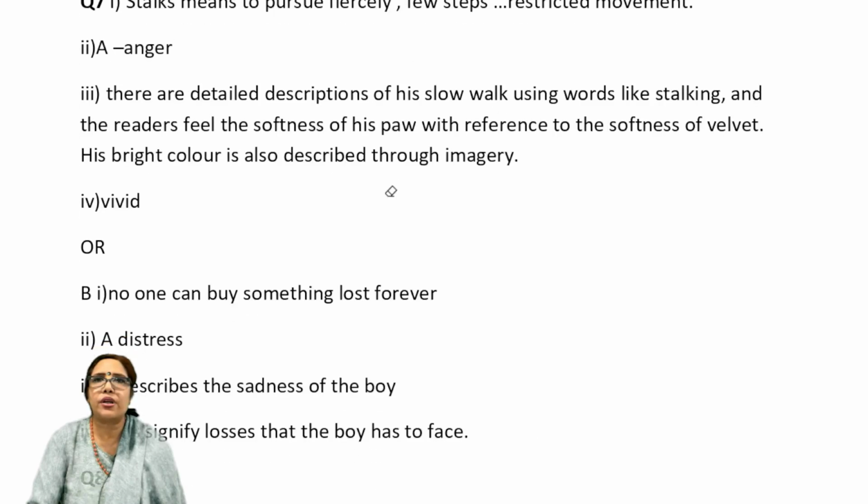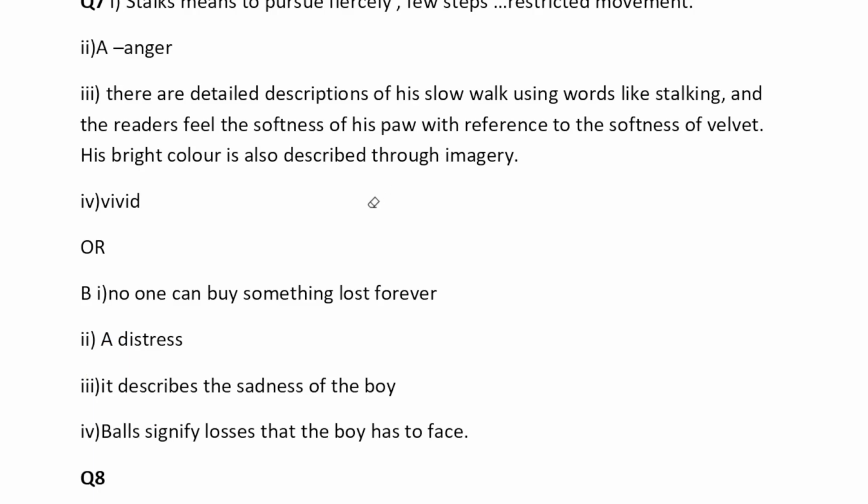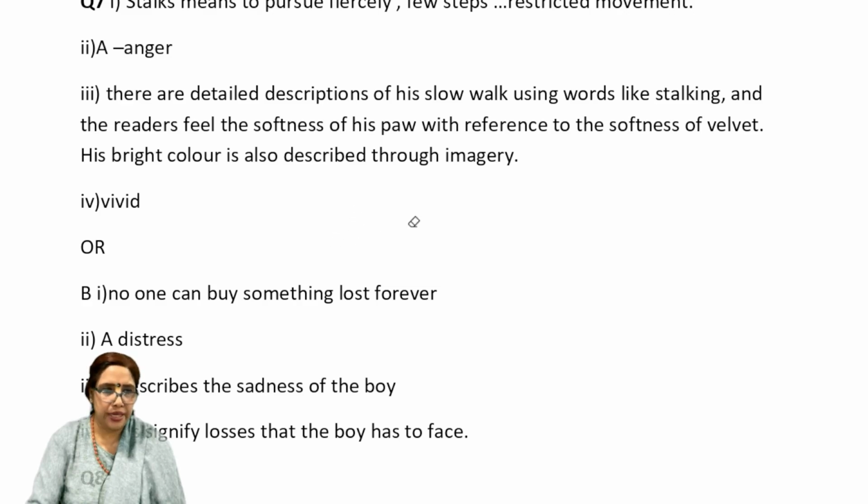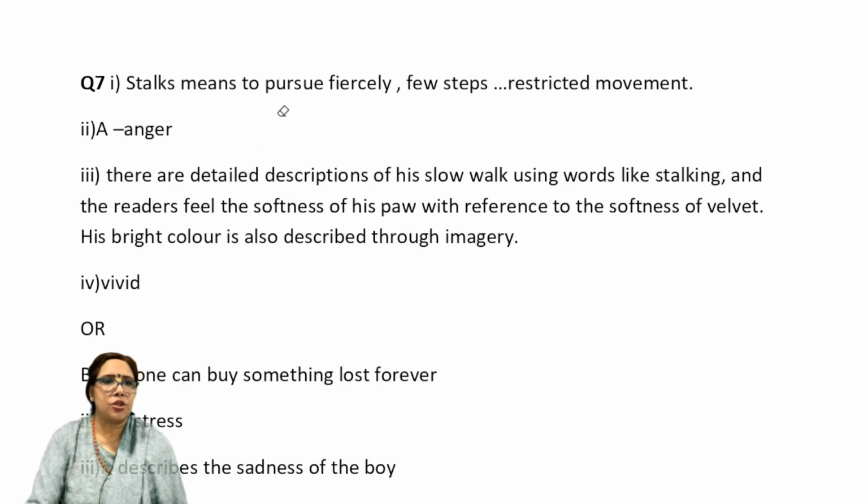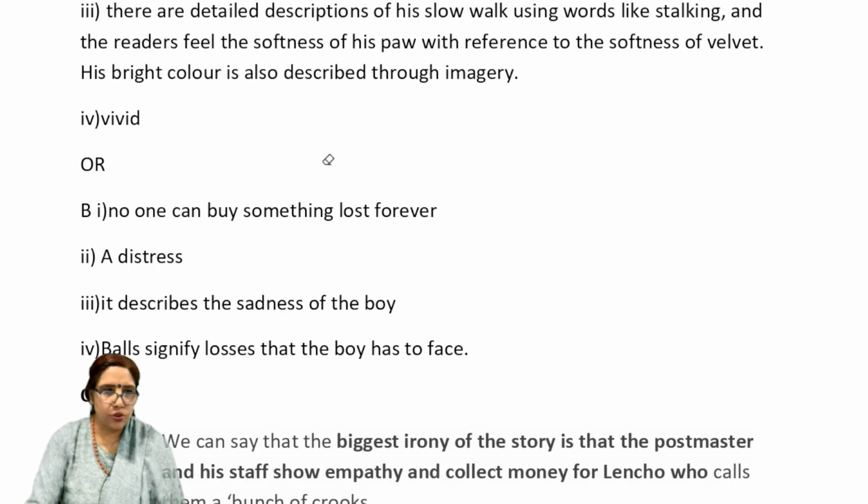He stalks in his vivid stripes on the few steps of his cage, and the question first says, explain the contrast created by the word stalks and few. Okay, and here stalks means to pursue fiercely and few steps means restricted movement, right? And which of the following best describes the tiger's feeling? So naturally tiger's feeling will be A only, anger. And from where do we get this answer? Quite rage. And the word rage means what? Anger only, right? Now we come to the next question.